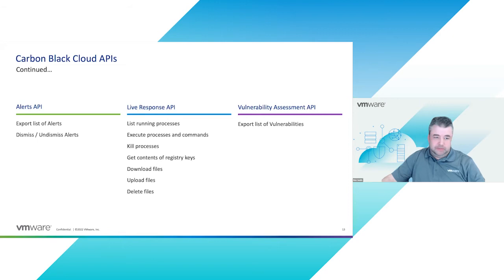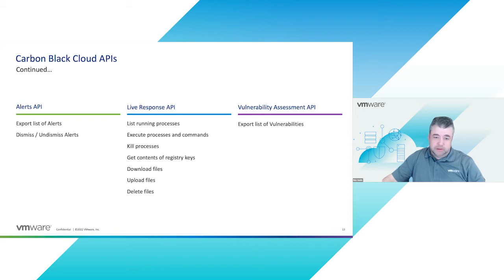Excuse me, the live response API. So pretty much every feature in the Carbon Black Cloud supports live response. Essentially actions you can take against machines in real time, right? So listing processes, stopping processes, grabbing files off those machines, all of that can be scripted, all of that can be automated.